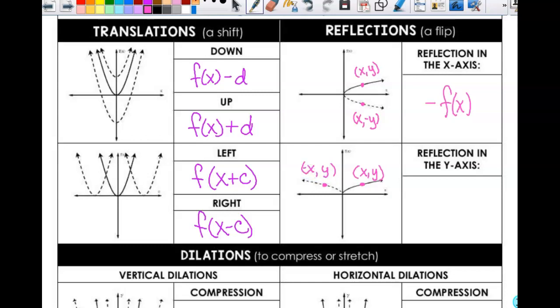If you ever forget that, all you have to do is put one little point, reflect it, and think about what changes, just like I just did. It doesn't even have to have a picture that goes with it. So if I reflect it in the y-axis, I change the sign on x, so that means the negative has to be inside of whatever the function is, not outside.